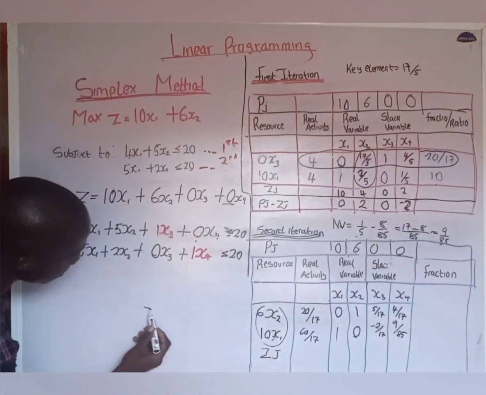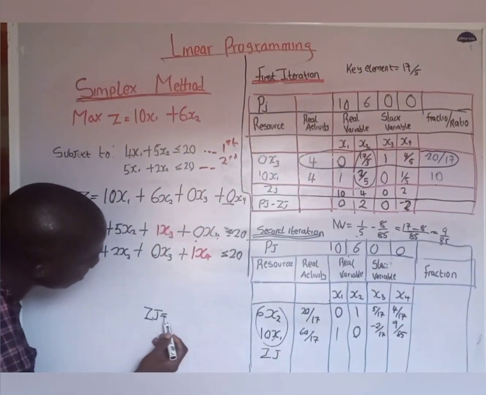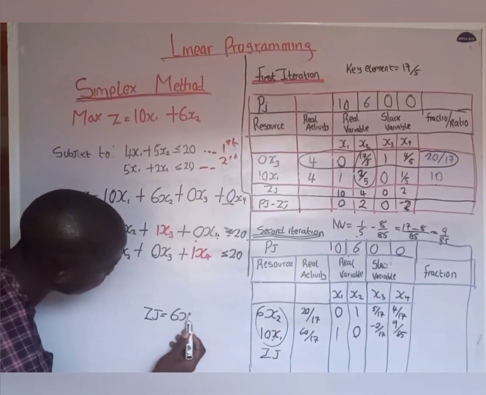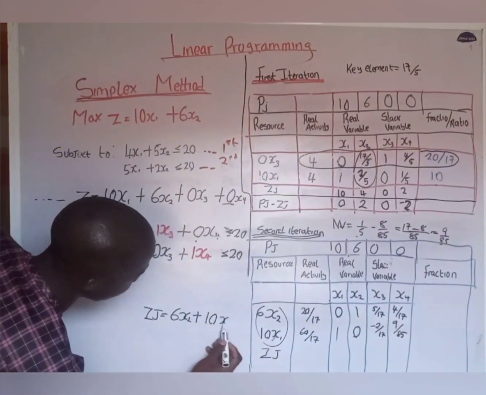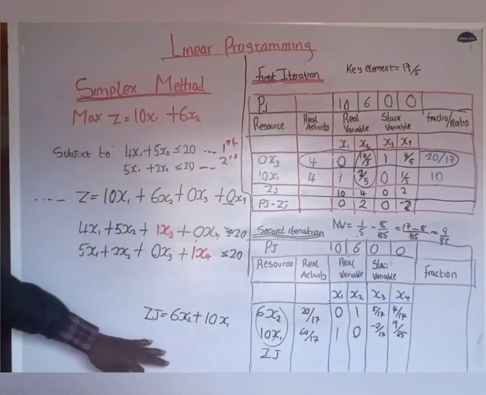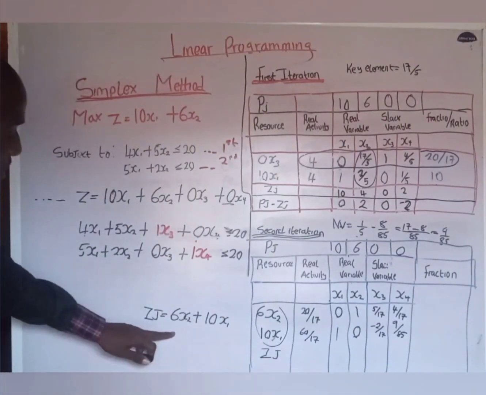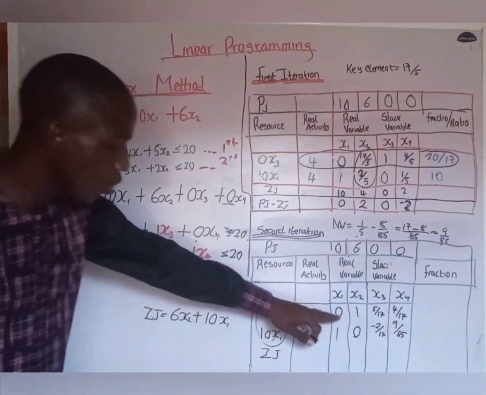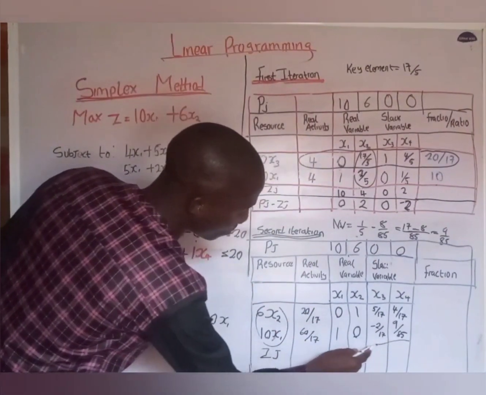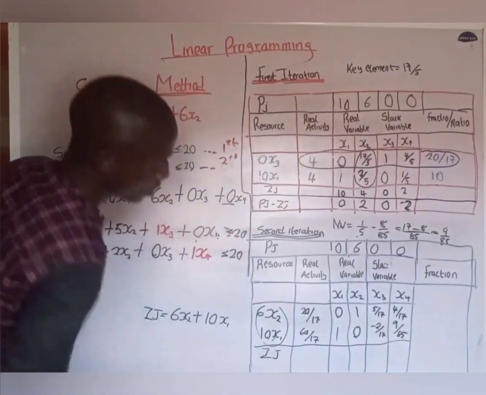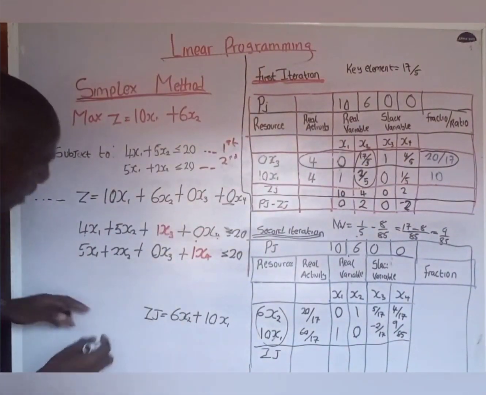We are going to have ZJ. Let me put it there. ZJ equals 6x2 plus 10x1. This is the value of our ZJ. Now I'm going to be substituting the value of x2 in each row and the value of x1 in each row to get the value of ZJ. Let me pull a line here.